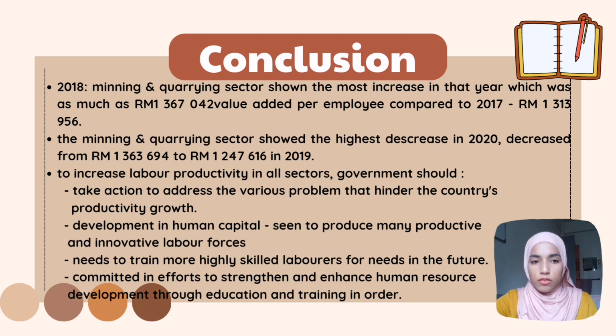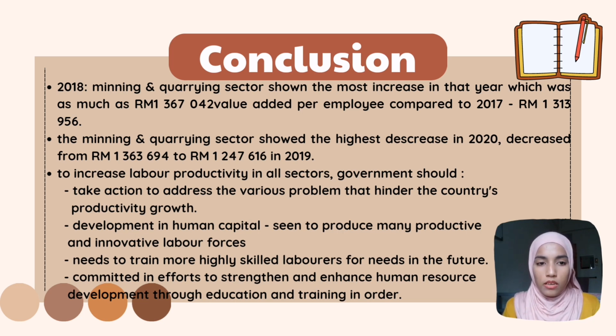So I will conclude on goal 8, which is labor productivity in sectors of Malaysia from 2016 to 2020. In 2018, the mining and quarrying sector showed the most increase in that year, which was as much as RM1,367,042 value added per employee compared to 2017, which was as much as RM1,313,956. This increase was as much as RM53,086 value added per employee.